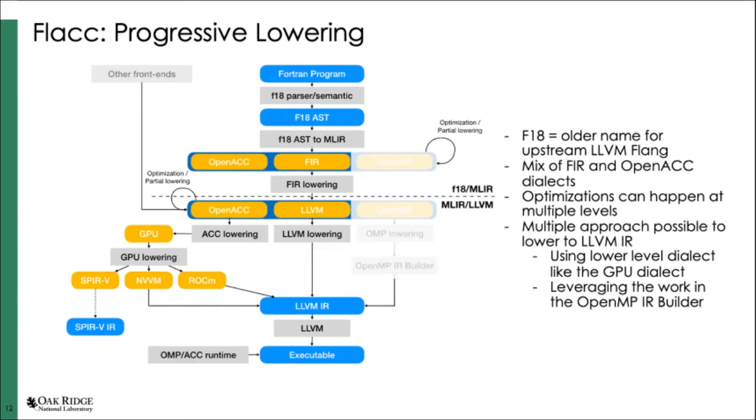Flang lowers OpenACC Fortran code to a mix of an OpenACC dialect developed by Valentine and FIR, which is a dialect developed by NVIDIA to represent Fortran. The result can be lowered to LLVM via various other dialects developed by the LLVM community, including GPU dialects. And optimizations can be performed at many different levels.